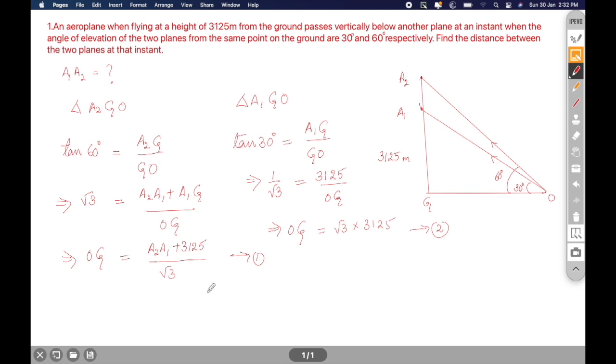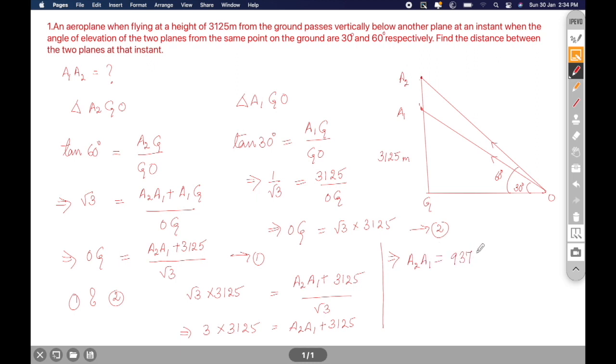Since both these values are equal to OG, from 1 and 2 we have root 3 into 3125 equals A2A1 plus 3125 by root 3, all over root 3. When we cross multiply, we have 3 into 3125 equals A2A1 plus 3125 meters. Now, if we simplify this further, we have A2A1 equals 9375 minus 3125.